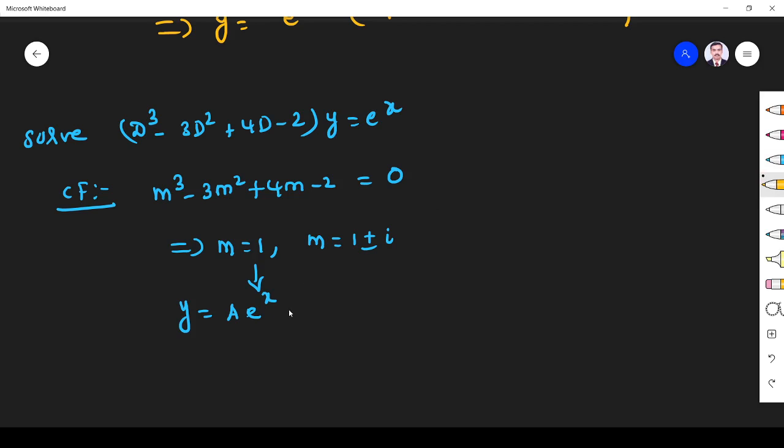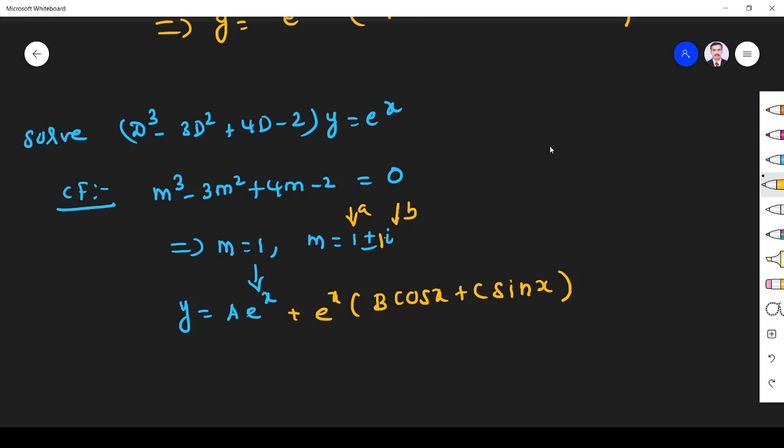For complex roots, what do we have to do? We have to add e power ax. This is our a, this is our b, the factor of i is b. So e power a is 1, so e power x, times a cos bx, where b is 1, so cos x, plus b sin x. Since we have used a already, we replace these by b and c, because they are just constants, so we can put anything.